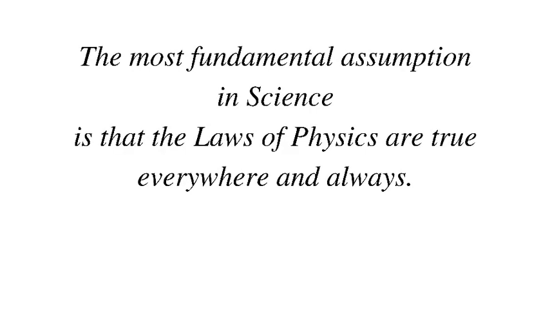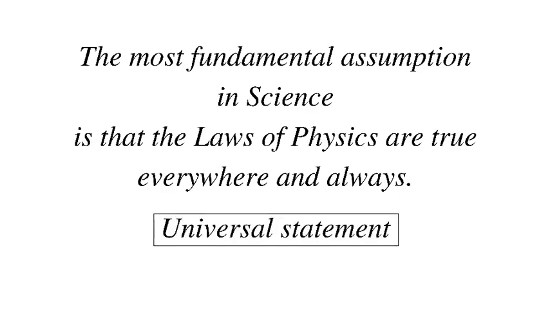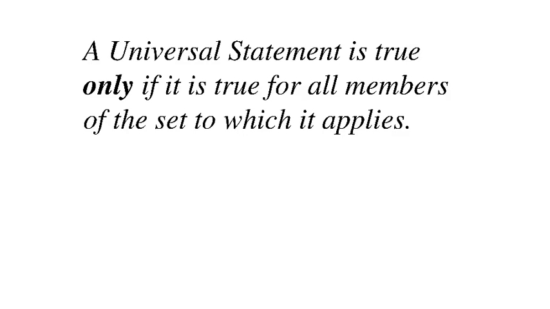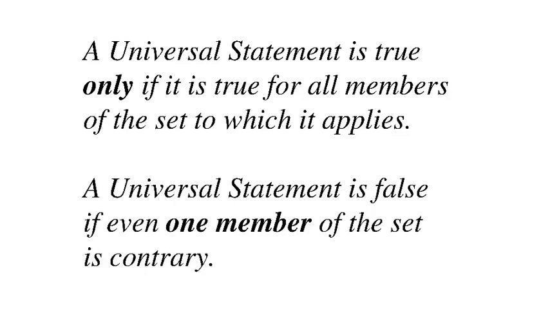The most fundamental assumption in science is that the laws of physics are true everywhere and always. In the language of logic, this is called a universal statement. A universal statement is true only if it is true for all members of the set to which it applies. On the other hand, a universal statement is false if even one member of the set is contrary.